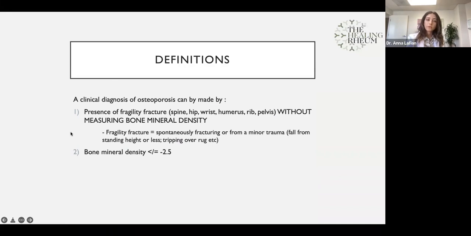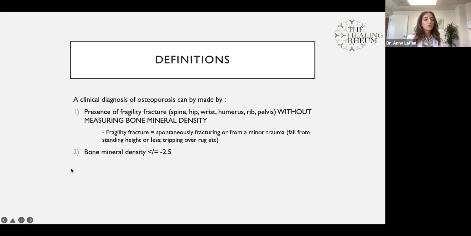So again, just to reiterate, a clinical diagnosis of osteoporosis can be made by the presence of a fragility fracture. So this means that you have had a compression fracture in your spine. You have fallen and hurt your hip and fractured your hip or your wrist, your humerus, your arm bone, your ribs, or your pelvis, without even having a bone mineral density. And I define fragility here. What does that mean? It's either spontaneous, so I've had a patient where she was putting the sheets over her mattress and she had a compression fracture of her spine.